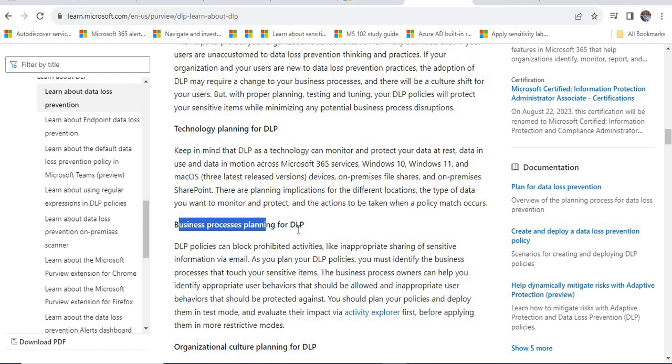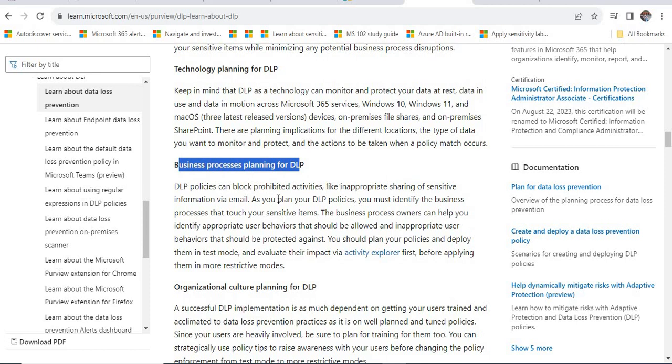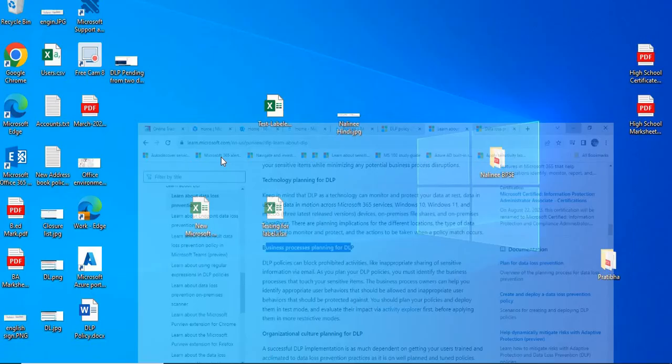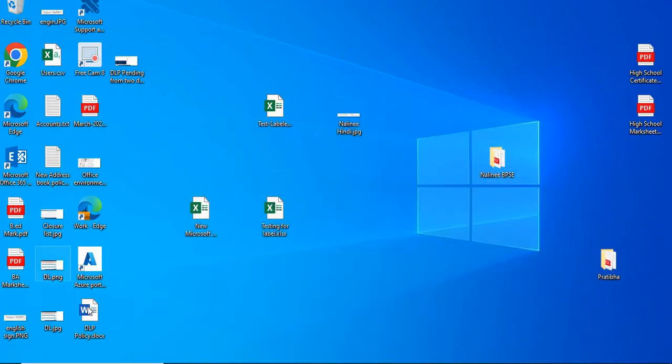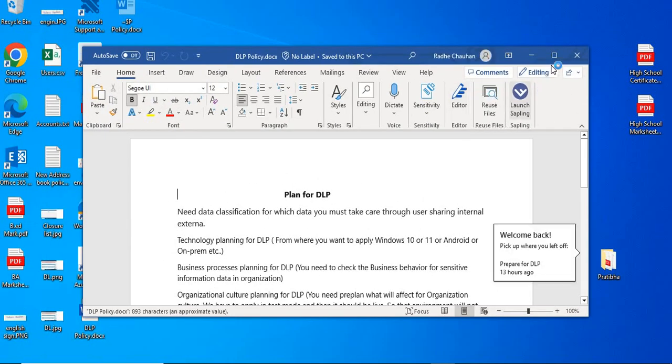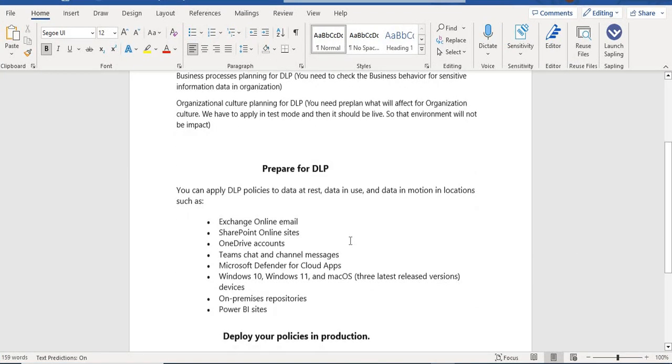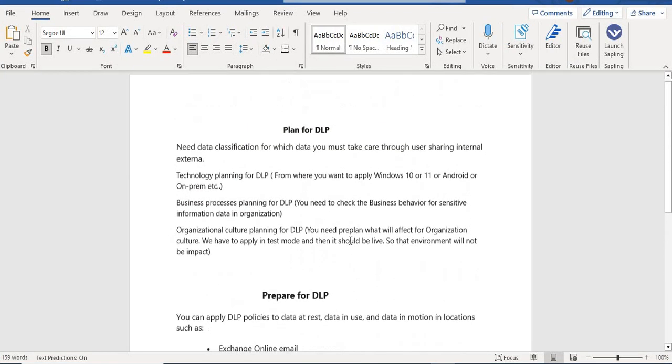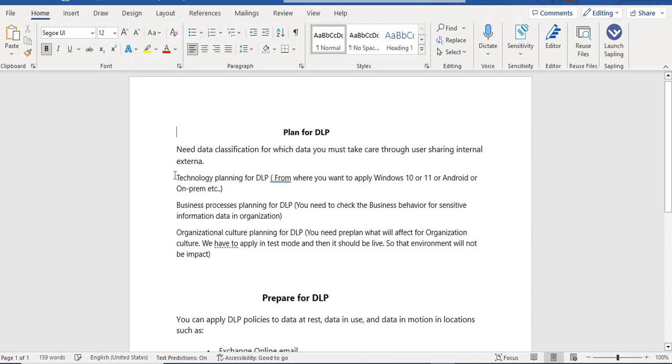Now, business process planning for DLP. This is a part of the planning. DLP process. Just wait, I have a document which I made myself. Yes, DLP planning. This is the technical planning, technology planning for DLP.